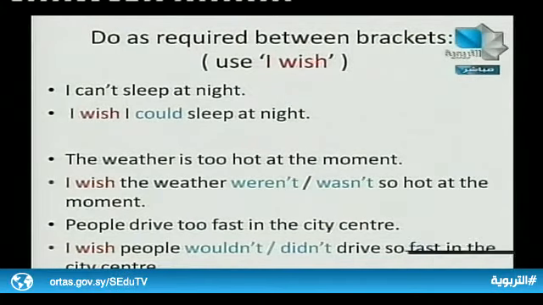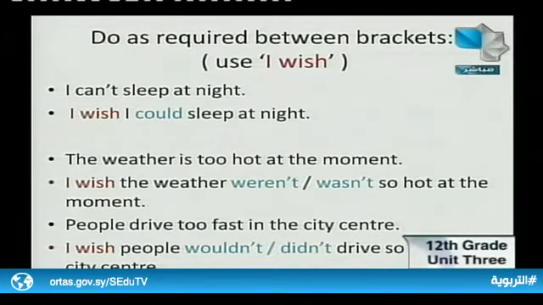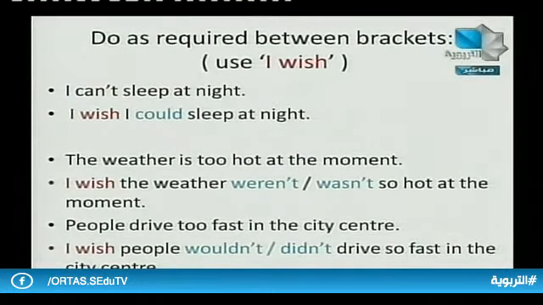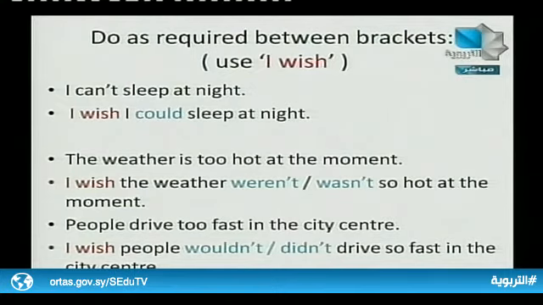Now, I have another question here. "I wish I could sleep at night." Can I say "I wish I could," full stop? Yes, of course, it is correct. Because we are talking about the same situation, the real situation we give the student. When the student writes "I wish I could," that's it, there is no need to continue. It is also accepted. Both of them are correct.